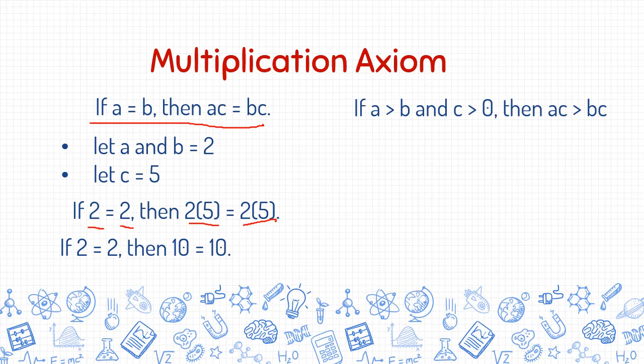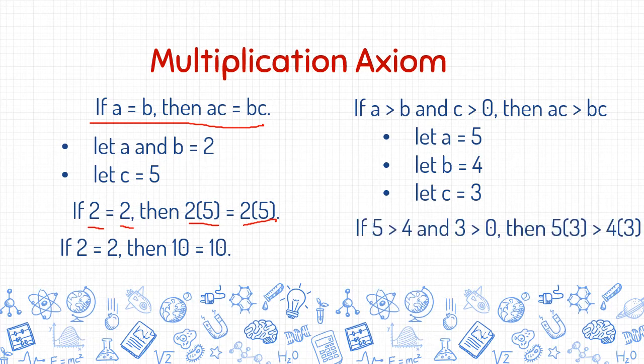Next example, if A is greater than B and C is greater than 0, then AC is greater than BC. So let's have an example. Let A be equal to 5, let B be equal to 4, and let C be equal to 3. These are the given. Next, substitute the value of A, B, and C to the axiom. So we have if 5 is greater than 4 and 3 is greater than 0, then 5 times 3 is greater than 4 times 3.